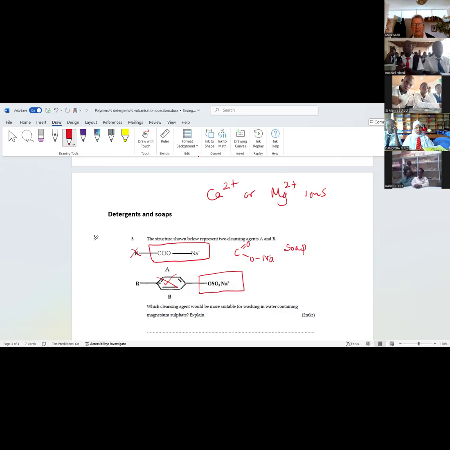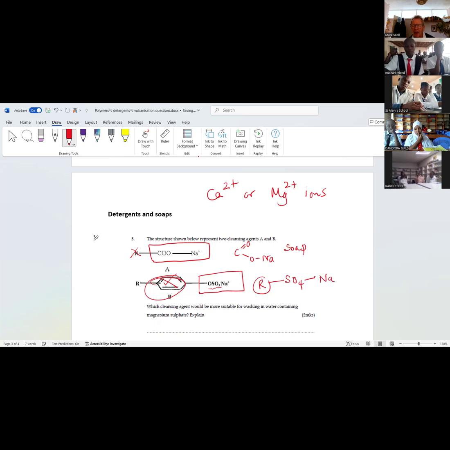Every time you see that, this is the sodium salt of an alkanoic acid. They are very long alkanoic acids. They are called fatty acids, but that's a soap. Whereas this here, if you look at it, this looks like a sulfate, COSO3, with the R group, the bit of the organic molecule, and then Na. And this is a detergent.